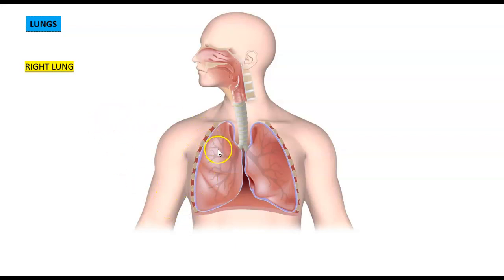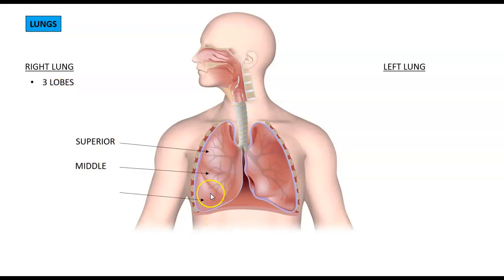But here we're just going to mention the lobes of the lung. The right lung has 3 lobes: superior lobe, middle lobe, and inferior lobe. The inferior lobe is also called the diaphragmatic lobe because it's right next to the diaphragm, which makes the base of the lung. And the top superior lobe is also known as the apical lobe of the lung.